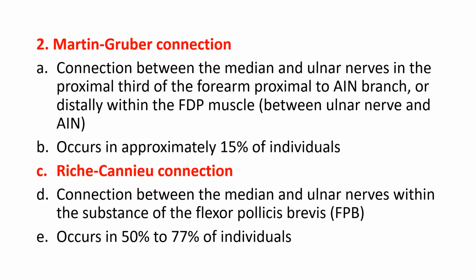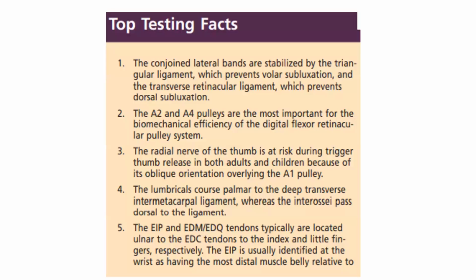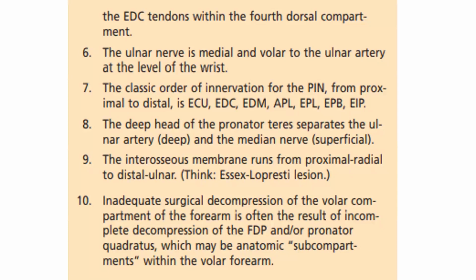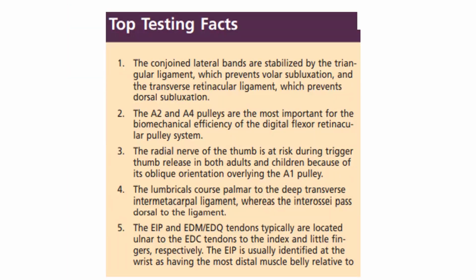in the proximal third of the forearm, proximal to the anterior interosseous branch, or distally within the flexor digitorum profundus muscles between the ulnar nerve and the anterior interosseous nerve. It occurs in approximately 15%. I don't want you to have this. Now let's review these points.